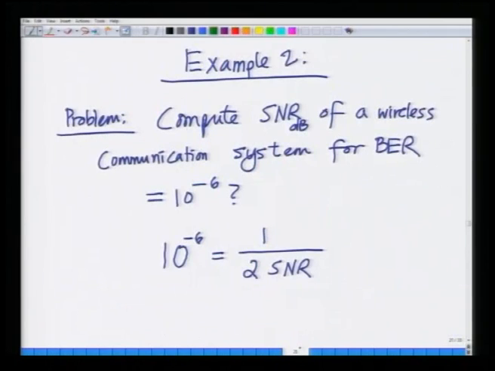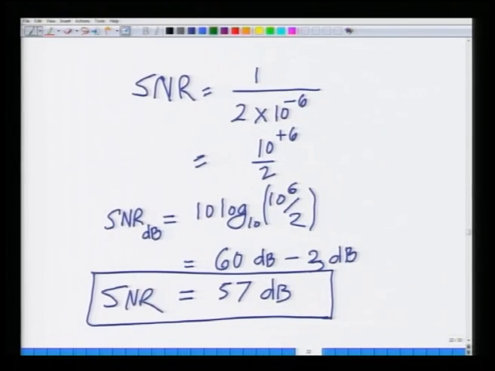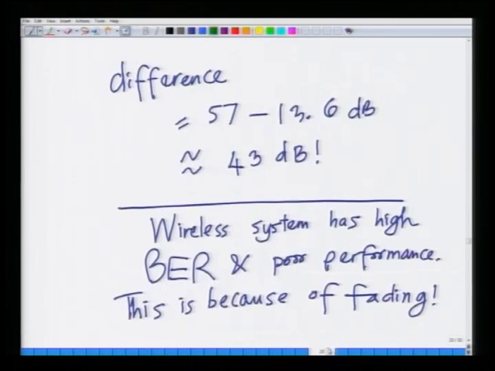And we took that again, we did another example, that is we wanted to compute the SNR required for a bit error rate of 10 power minus 6 in a wireless communication system. We said that is achieved at 10 power minus 6 is 1 over twice SNR, and the SNR required is 57 dB, and we said the difference between wireless and wired system is 43 dB. That is a huge difference.